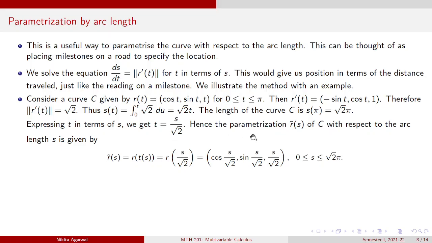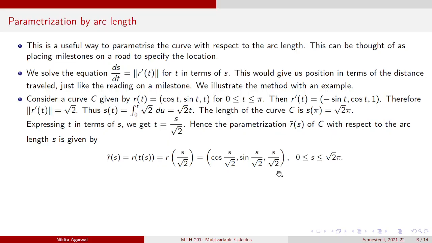So now you consider this new parameterization of C. Not with respect to t, that's given to you. Now with respect to s, which is the arc length. So what is r tilde s? R tilde s is nothing but R of t(s). So what you are doing is replacing the variable t by s. So R of t(s), but t(s) is equal to s by square root 2, right? T as a function of s is s by square root 2. Now what is R of s by square root 2? You replace t by s by square root 2. This is what you get.